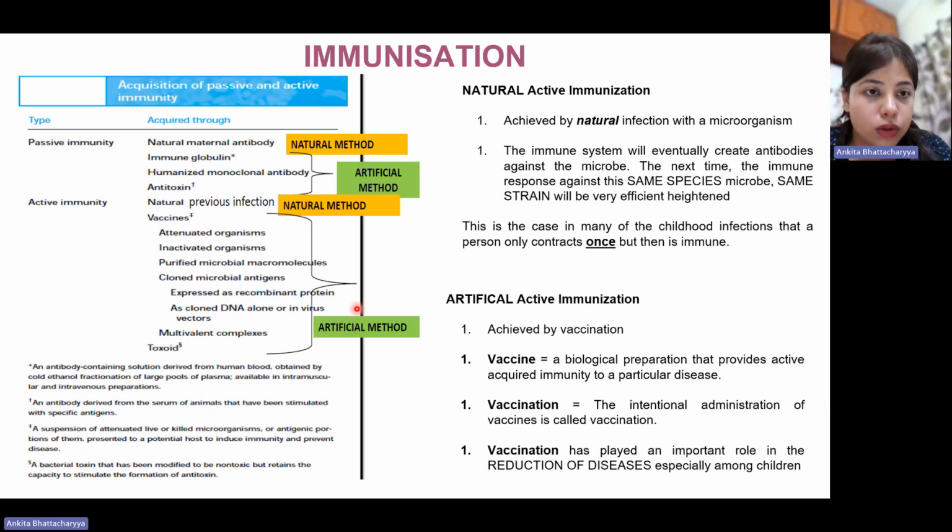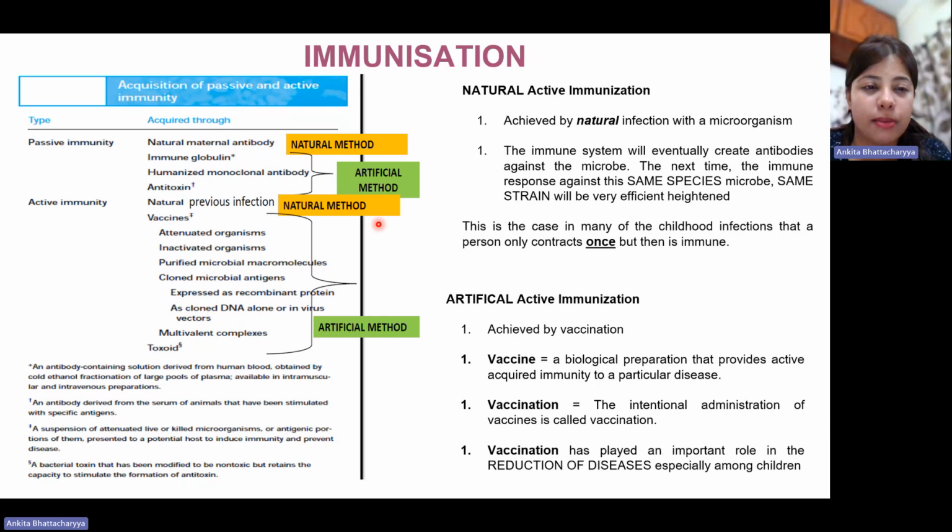If you look at the types, there are two types of immunity which can be induced as a result of vaccination or the immunization process. Either it can be passive or it can be active immunity. When we talk about passive immunity, its acquisition can be natural, from the natural maternal antibodies through the colostrum, where an infant takes up the mother's antibodies during the process of lactation. And also, of course, it can be from a natural previous infection, but that will induce active immunity.